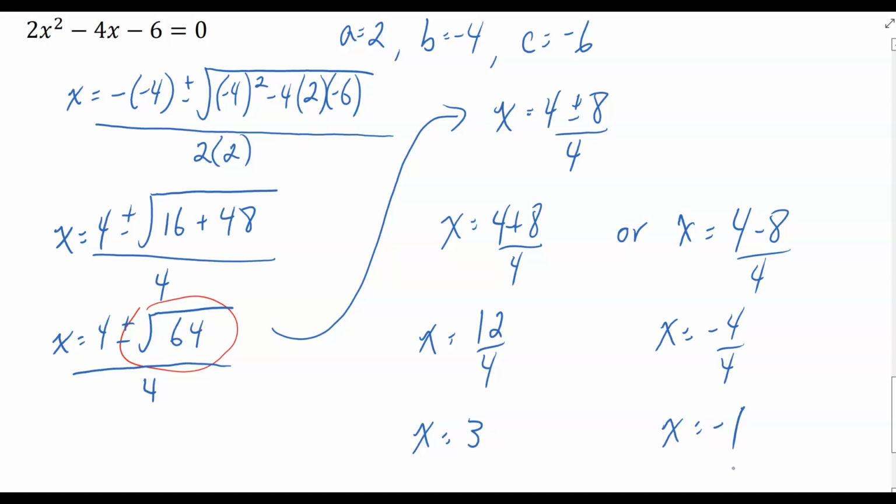I do encourage you to sub those values both into the original equation and see that it holds true. In fact, let's do one in our head right now. We'll sub in the 3, okay? 3 squared is 9. 9 times 2 is 18. We will subtract 4 times 3, so 18 subtract 12 is 6. Subtract 6 is 0. That one works. Okay, that's what I mean, sub in.